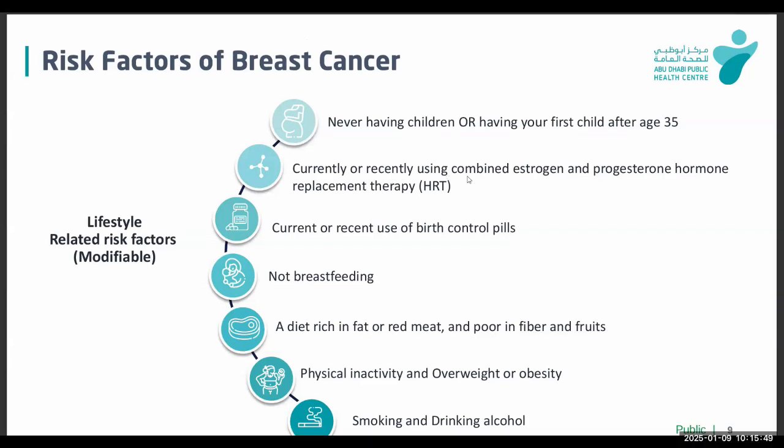Then currently using combined estrogen and progesterone hormone replacement therapy, which females usually get due to hysterectomies in early life, or due to osteoporosis, or due to severe bone degenerative changes after menopause. Women tend to have hormone replacement therapy that is based on estrogen and progesterone. So it is also a risk factor for females who have previously had cancer in one breast, or if they have hormone positive cancers in their family.